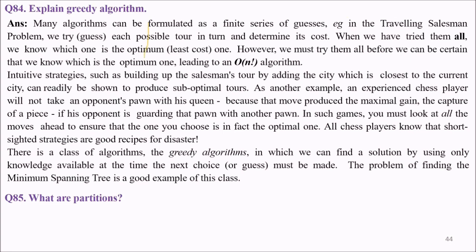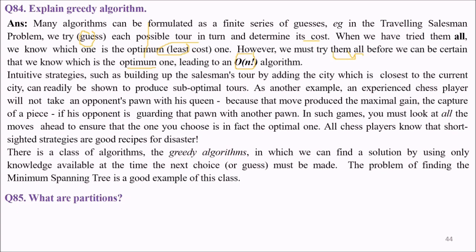Example, in the traveling salesman problem, we try to guess each possible tour in turn and determine its cost. When we have tried them all, we know which one is the optimum or least one. However, we must try them all before we can be certain what the optimum one is. So it leads to an order of factorial n algorithm.